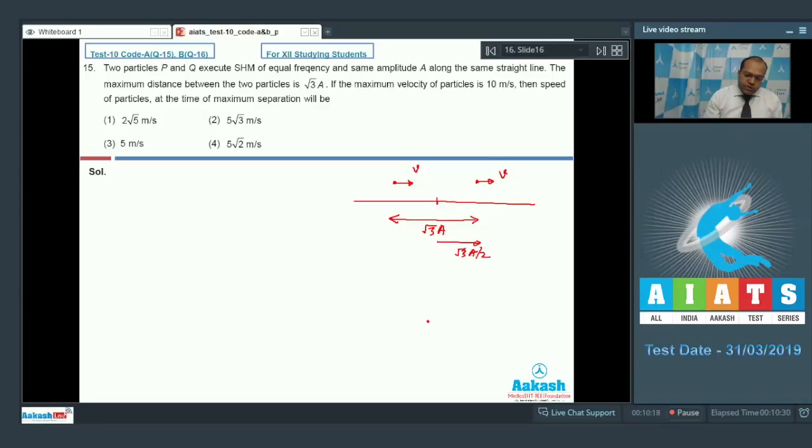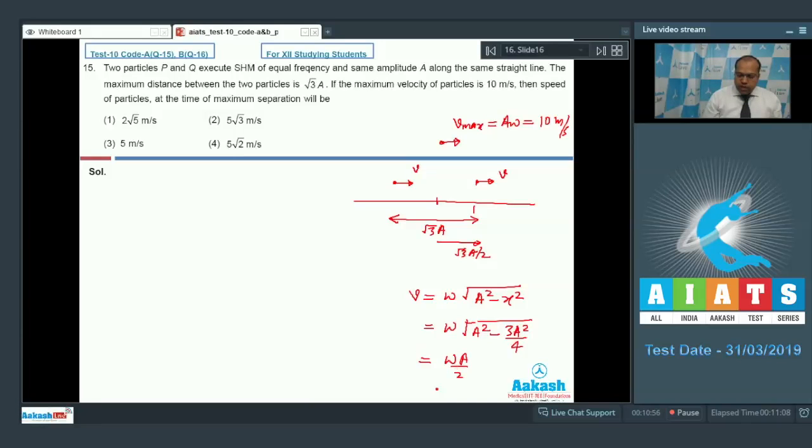So we know that the velocity of the particle is given by v is equal to omega under root A squared minus x squared, where A is the amplitude. The value of x for this particle is root 3 A by 2, so x squared is 3A squared by 4. On further solving, it comes out to be omega A by 2. The velocity at the mean position is maximum, and it is given by A omega, which is given in the question as 10 meter per second. So 10 by 2 comes out to be 5 meter per second.